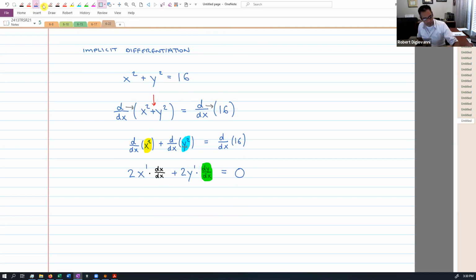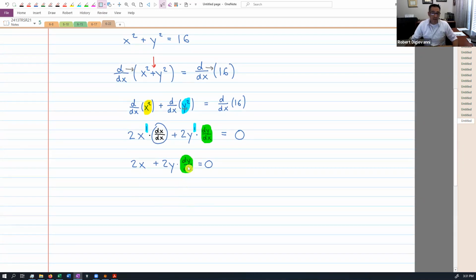Let me clean it up. Gabriella, you're off the hook. Thank you. This is going to be 2x. Now we said that this dx, that is a 1, so I'm not going to write anything, plus 2y. Also, these are 1s. Just be careful. These things in blue here, those are 1s, not primes. I'm not saying it's a derivative. I'm saying the number 1. So we have 2y there, and then next to that, we still have times dy dx equals 0.